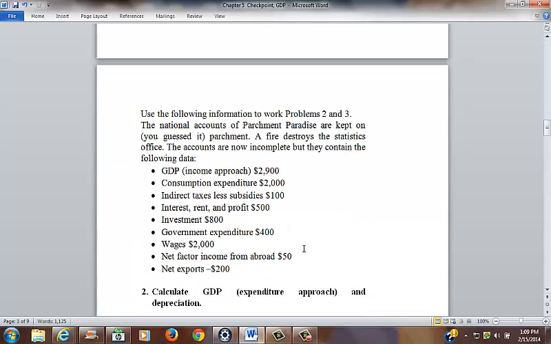Question 2 states to use the following information to work the problems. The national accounts of Parchment Paradise are kept on, you guessed it, parchment. A fire destroys the statistics office. The accounts are now incomplete, but they contain the following data. And I won't read all these numbers, but the numbers are given there.